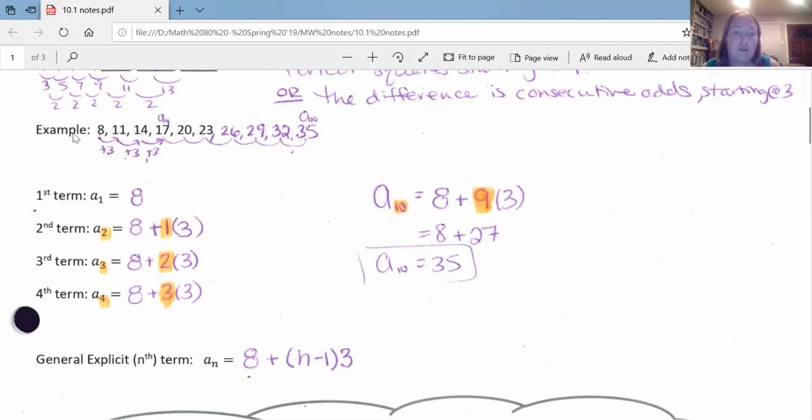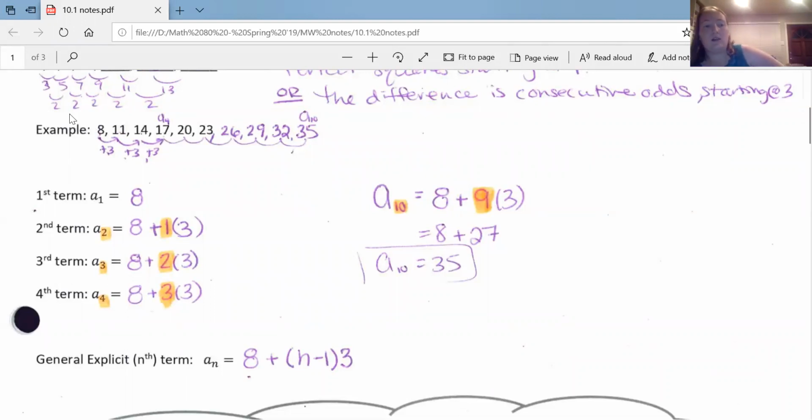And so there's some notation that I want us to be comfortable with, and that is we have A, because it's arithmetic. A sub 1 is your first term, so 8. A sub 2 is the 11, A sub 3, the 14, A sub 4, the 17, etc.